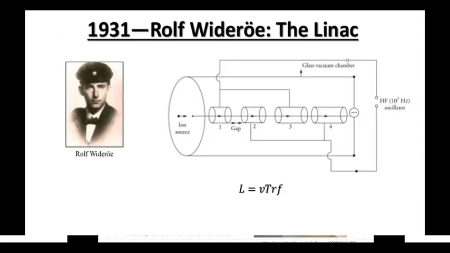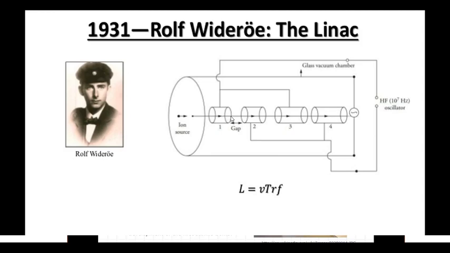In 1931, Rolf Wideröe developed the LINAC, in which there is an ion source. This ion source is allowed to move through different drift tubes, and the drift tubes are connected alternately to a high frequency oscillator. Whenever there is a positively charged particle, this drift tube will be negative. So what happens, this positive charge will be attracted towards this drift tube. So its energy is increased. It gets attracted due to the opposite polarity of the drift tube.